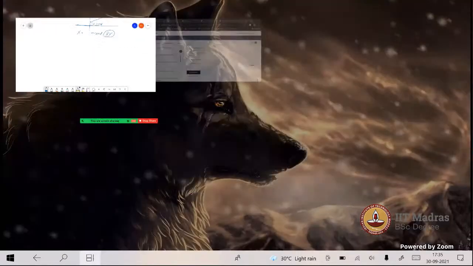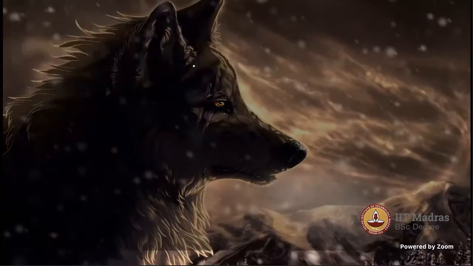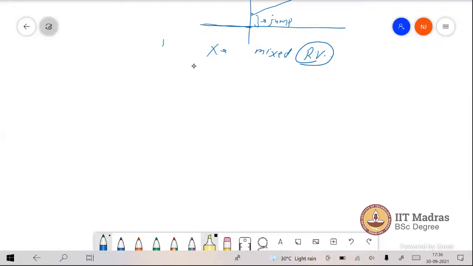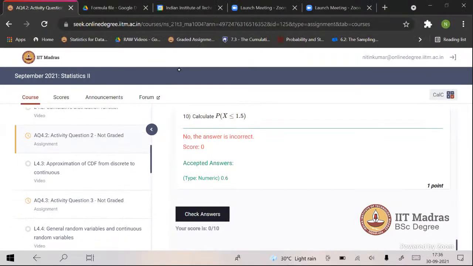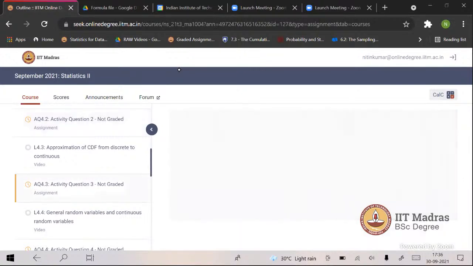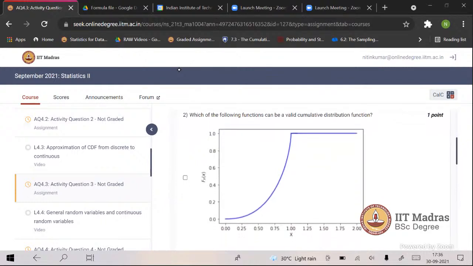Now what's next? The CDF for a continuous random variable is defined in the same way. My point is only that you need to distinguish between these things. Now tell me, in this second question, can you see the question?